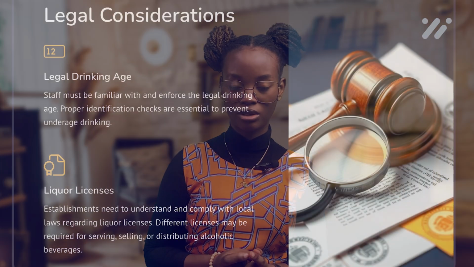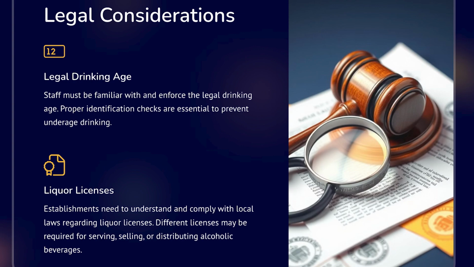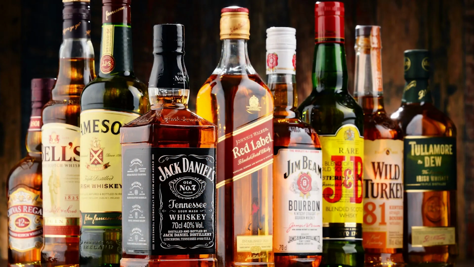Now, the legal considerations and responsible service. They are also a very important thing to consider. Number one, legal age. Familiarize staff with the legal drinking age, which varies by country and region. Ensure proper identification checks to prevent underage drinking.